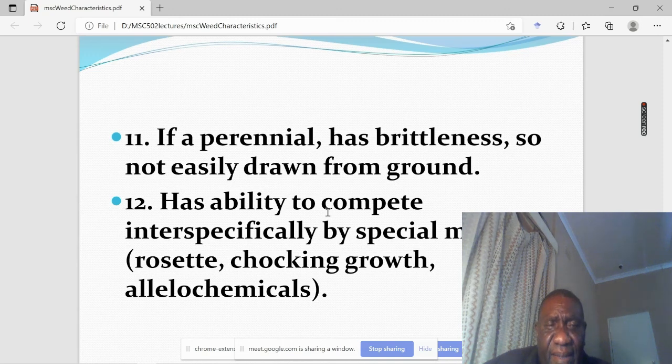Now, weeds are able to compete interspecifically, meaning that they can compete with the crops by special growth means. For example, weeds can form a rosette pattern, which means they can grow in all directions, thus choking the crops or choking growth. They can also produce chemicals. So these are the 12 characteristics which can describe a weed, and this can distinguish it from ordinary plants.